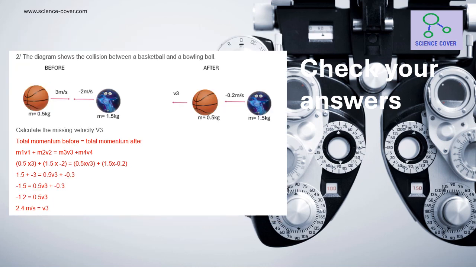The diagram shows the collision between a basketball and a bowling ball. Calculate the value for V3. So we know the total momentum before must be equal to the total momentum after. This means M1V1 plus M2V2 is equal to M3V3 plus M4V4. Substitute in the values that we have: 1.5 plus minus 3 is equal to 0.5V3 plus minus 0.3. Now this is minus 1.5 equals 0.5V3 plus minus 0.3. If we add 0.3, then we get minus 1.2 equals 0.5V3. So if we now divide by 0.5, then we have minus 2.4, and that must be equal to V3. So V3 is equal to minus 2.4 meters per second.